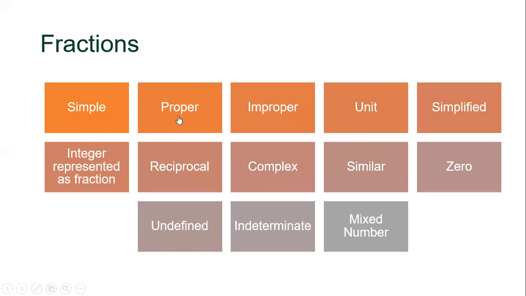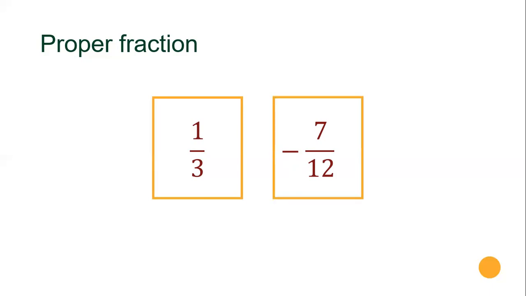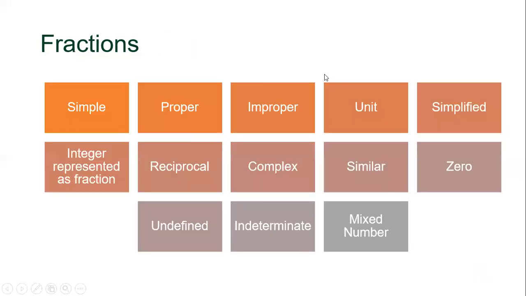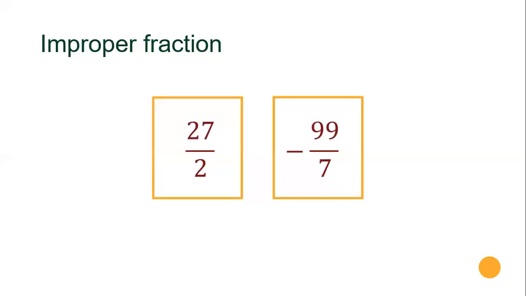Now, let's go to proper fractions. A proper fraction is one where the numerator is smaller than the denominator. So for example, 1 over 3 and negative 7 over 12. Now let's go to improper fractions. An improper fraction is one where the numerator is greater than the denominator. So that's 27 over 2, and we also have negative 99 over 7.